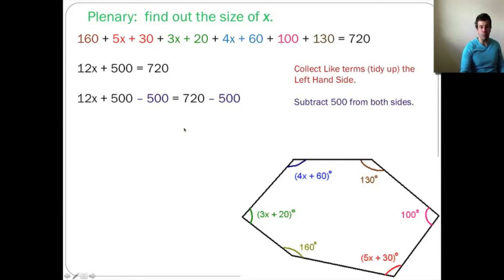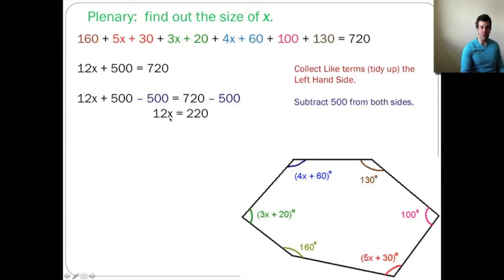Copy down this new expression and see if you can write the next line to simplify this expression. Press pause if you want a few seconds to do so. 500 minus 500 is nothing, so this bit vanishes. You're left with 12x. 720 minus 500 is 220.